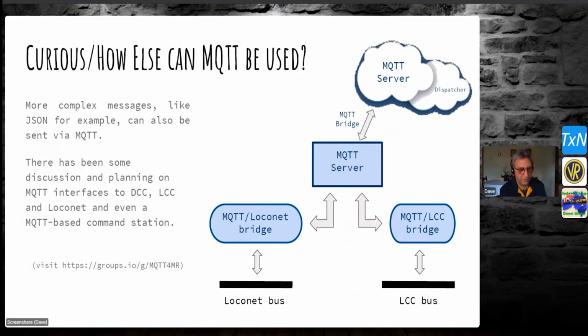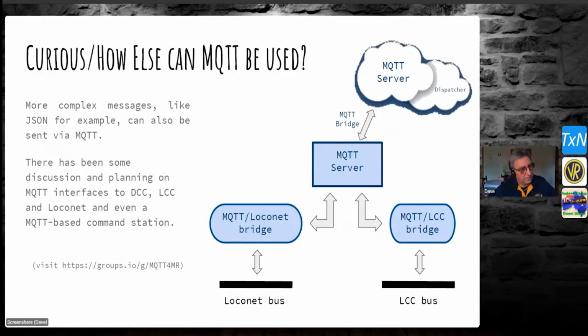MQTT really is just a messenger. It is just sending a message from one to another or one to many. It doesn't really care what's in that message, so it can be a complex string. There has been some discussion about building LocoNet bridges or LCC bridges or even throttle connections, and all sorts of things. There's a groups.io group mentioned there at the bottom that you can look at to find out some more details about discussions and ideas that people are discussing there.